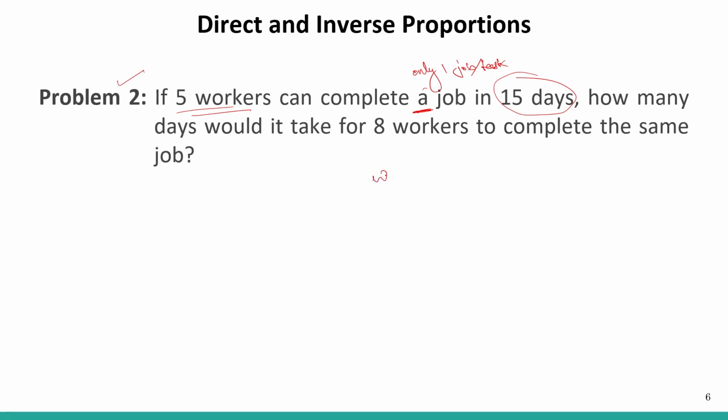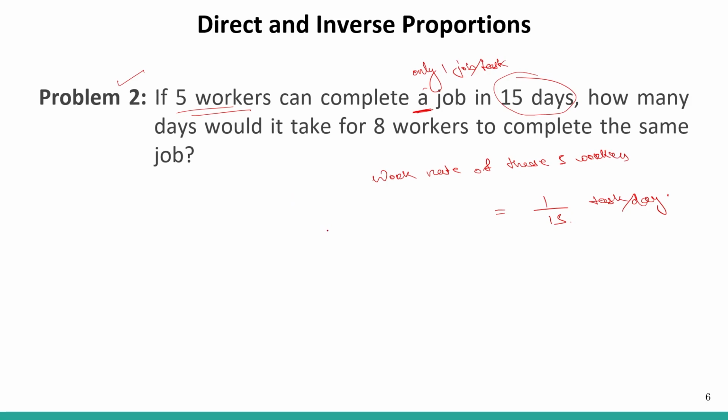So the work rate of those 5 workers is equal to 1 by 15 tasks per day. In 15 days, they will complete the whole job, because 15 into 1 by 15 is equal to 1. So how many days would it take for 8 workers to complete the same work?